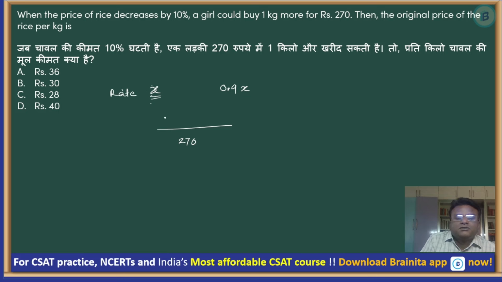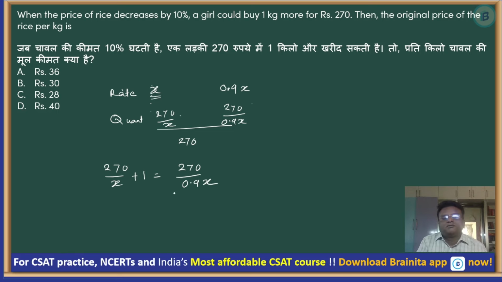The quantity she'll be able to buy is 270 divided by x. With the new rate, she will be able to buy 270 divided by 0.9x. Now we know that this quantity is one higher than the original quantity. So 270 divided by x plus 1 is equal to 270 divided by 0.9x. We have to solve this for x.